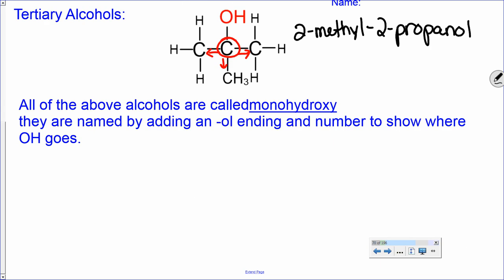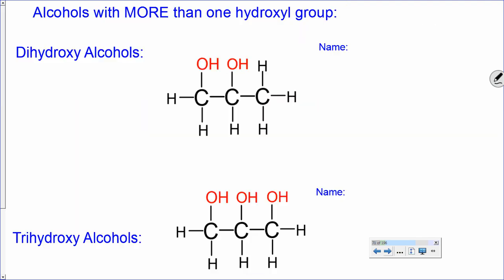Again, these are all called monohydroxy alcohols, and they're named by just having that OL ending and a number to show where the OH group is. In the tertiary alcohol, we just had to also show that branch, which we stuck right out front like we would expect based on our other naming rules.